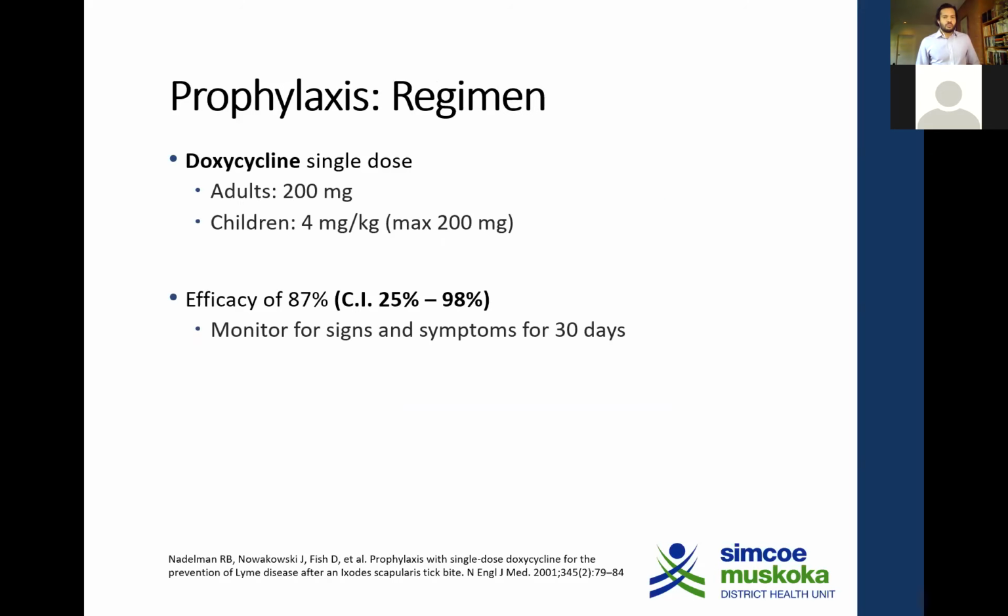If you do decide to provide prophylaxis, the regimen is a single dose of doxycycline. For adults, that is 200 milligrams. For children, it is 4 milligrams per kilogram with a max dose of 200 milligrams. Note, the efficacy of doxycycline has been, first of all, poorly studied, and second, in the one study that was most robust, which is a randomized controlled trial from 2001, the confidence interval was very wide. So, 87% seems good. It's of course not 100%, but the confidence interval was 25 to 98%, which is very large. So the bottom line is, please do instruct your patient to monitor for signs and symptoms for 30 days, even if they have received prophylaxis.